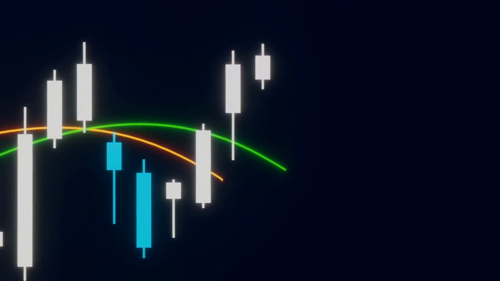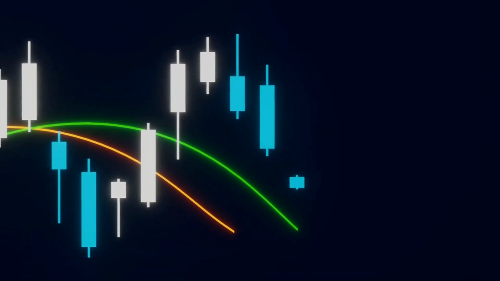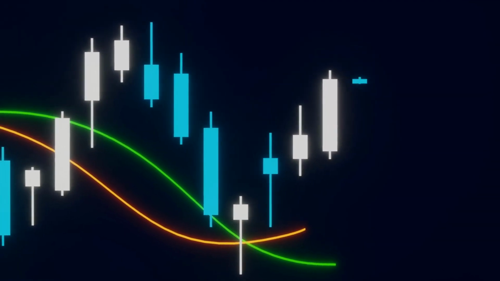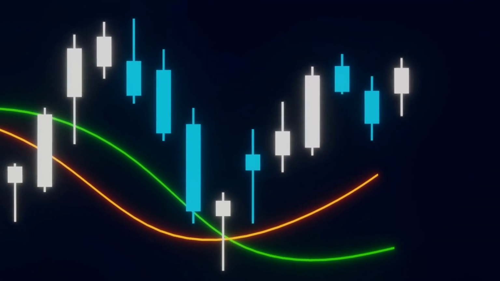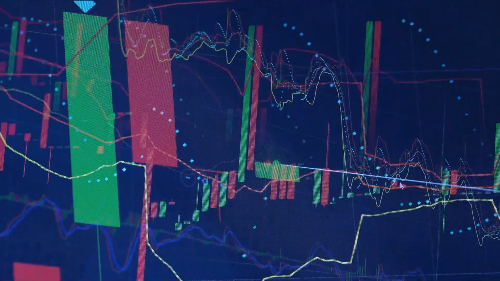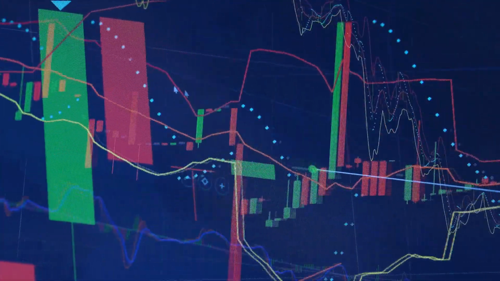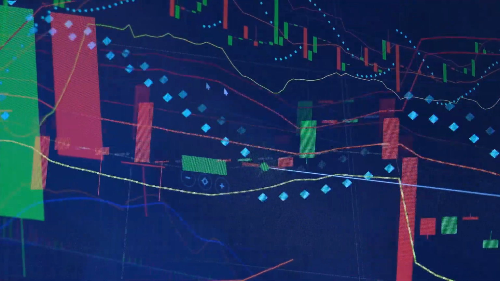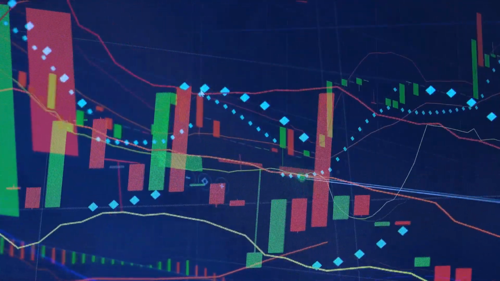Finally, let's talk about Bollinger Bands. These bands encapsulate the standard deviation of a stock's price, helping traders anticipate volatility. The wider the bands, the greater the volatility. Similarly, the narrower the bands, the lower the volatility. When a stock's price touches the upper band, it might be overbought. When it touches the lower band, it could be oversold.